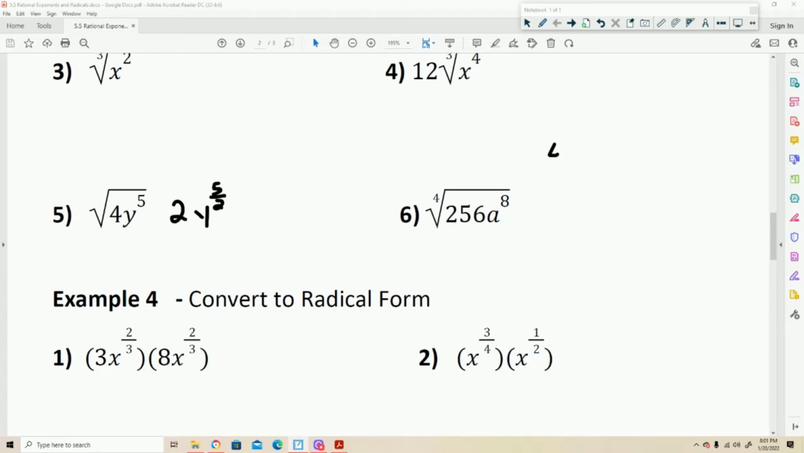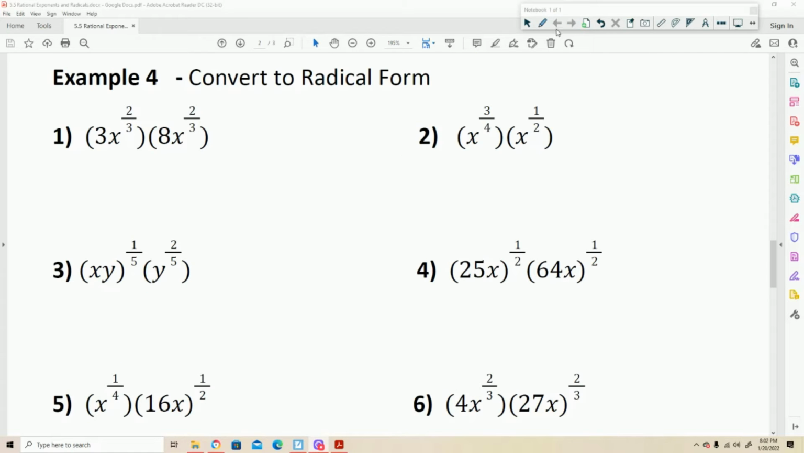The 4th root of 256 should be 4, because 4 times 4 times 4 times 4, 16 times 16, should be 256. So when I take the 4th root and take it out, it no longer has any kind of an exponent. It's outside. I already evaluated it. It's done. Now I take the a, and then it's going to be 8 over 4, but that simplifies. So really my answer is 4a². 8 over 4 is 2, so we went from 4a^(8/4) to 4a².